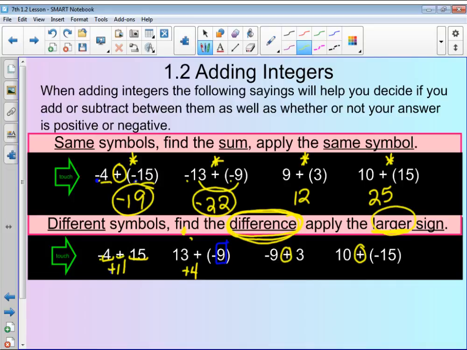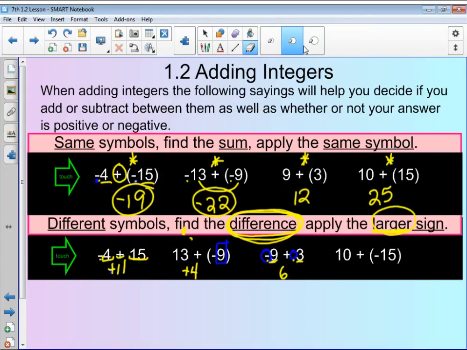Okay, so let's do the third one. Negative 9 plus 3. Let me erase these plus signs here for now. So negative 9 plus 3. So first step, look at the symbols in front. And once again, I forgot to change my color. So when I look at those symbols in front, this one is a negative. This is nothing. It means it's positive. So those are different symbols. We're going to find the difference. So I want to find the difference or subtract between 9 and 3. So 9 minus 3 gives me 6.